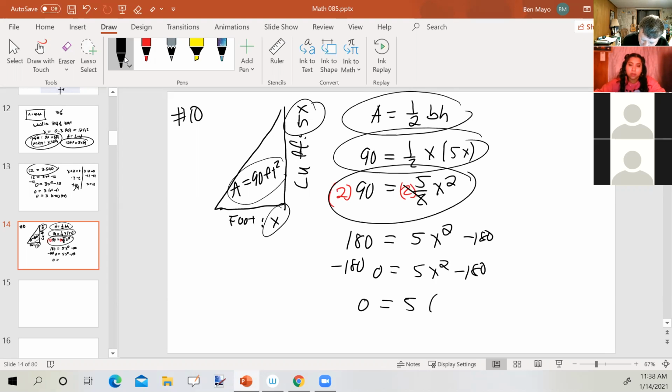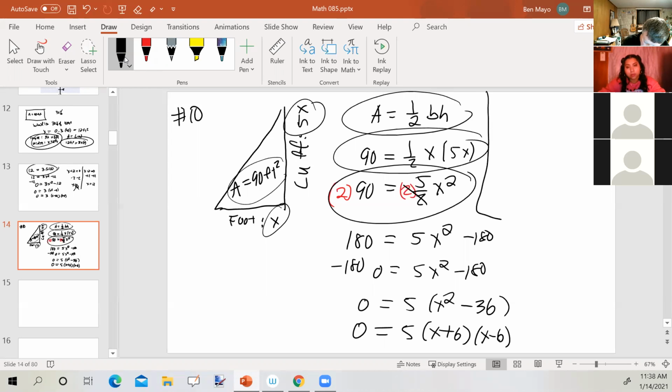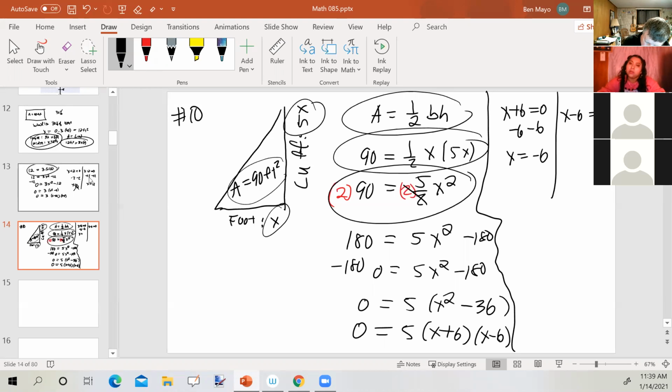I'm going to take out the greatest common factor, which is a 5. Let's see. That's going to be a 36. So I'm going to get the difference of 2 squares, x plus 6, x minus 6. Then I'm going to take each factor that contains a variable and set it equal to 0. x plus 6 equals 0. x minus 6 equals 0. I'm going to subtract 6 from both sides of the first equation and add 6 to both sides of the second equation. The question said find the length of the foot and the length of the loof.